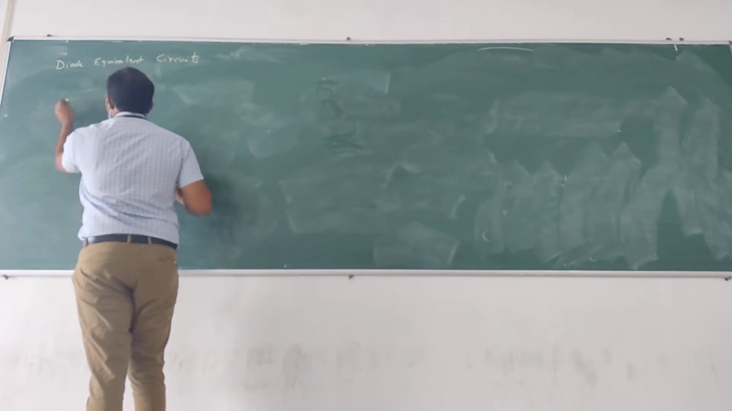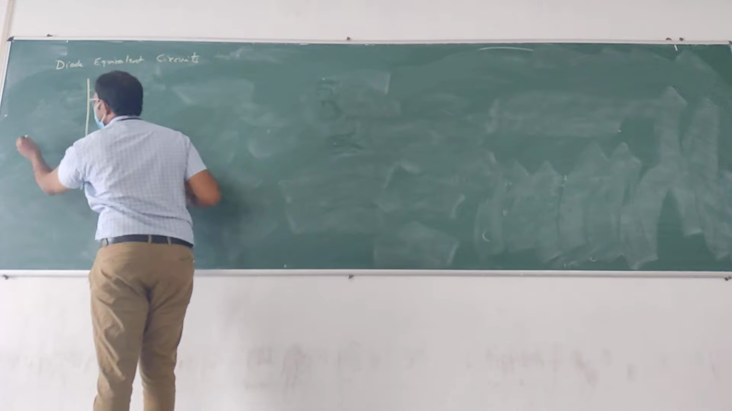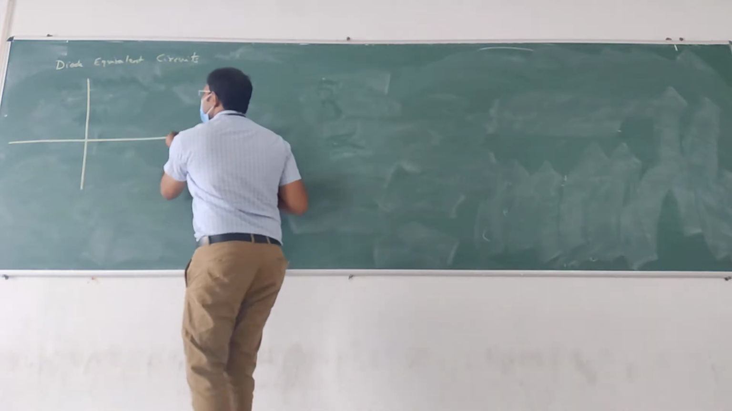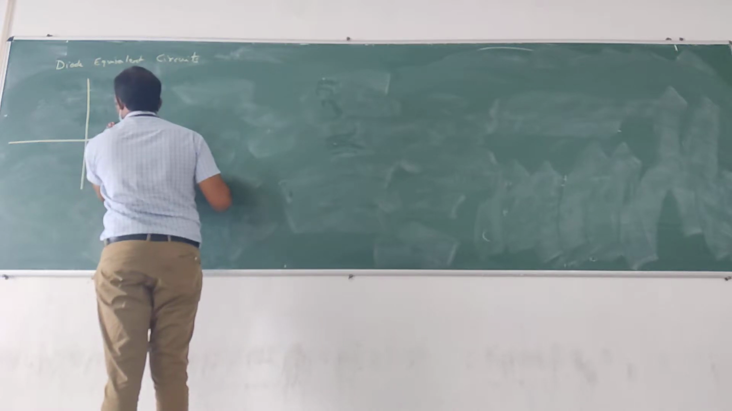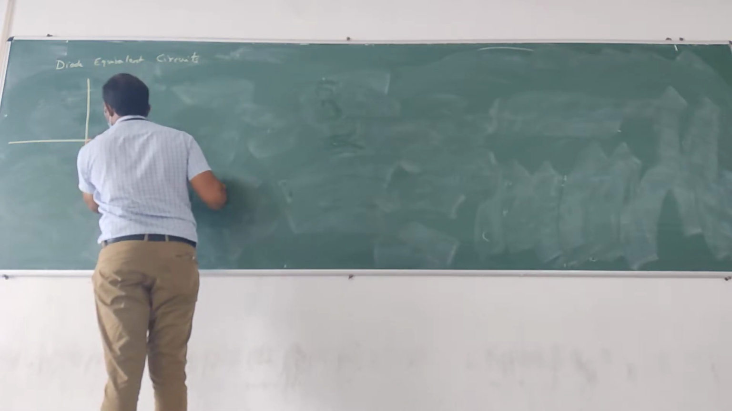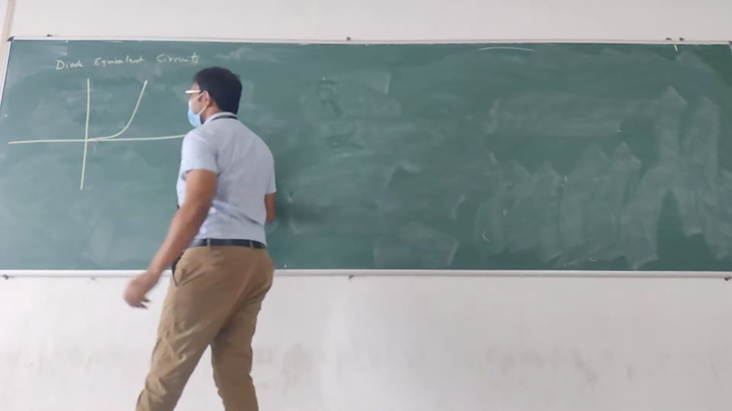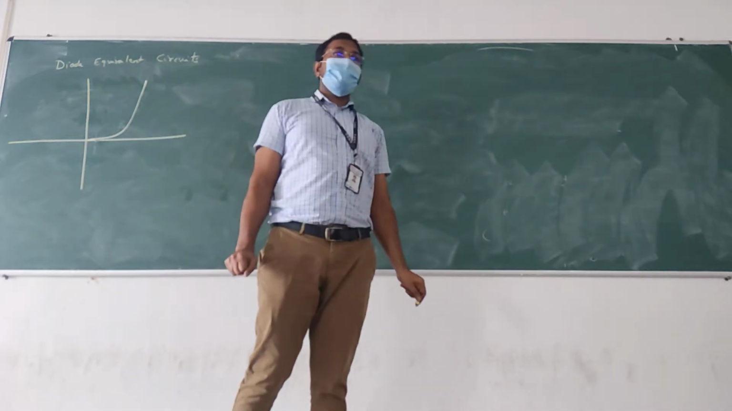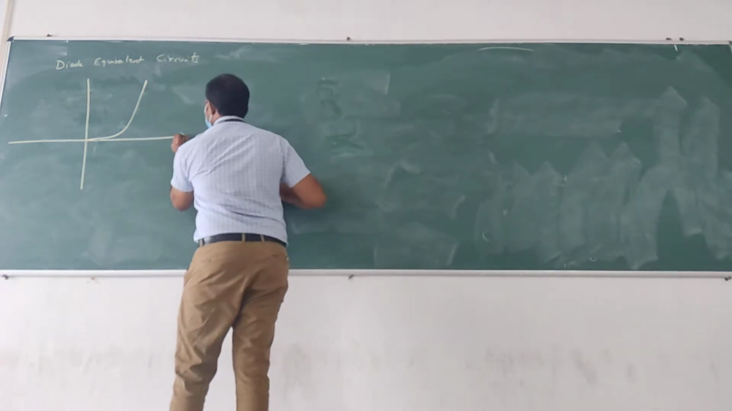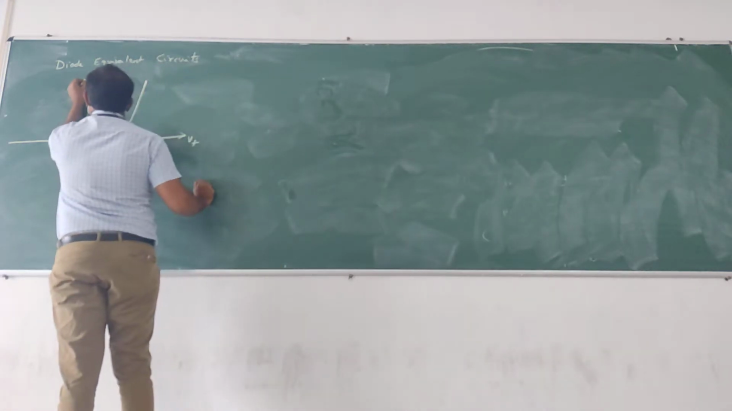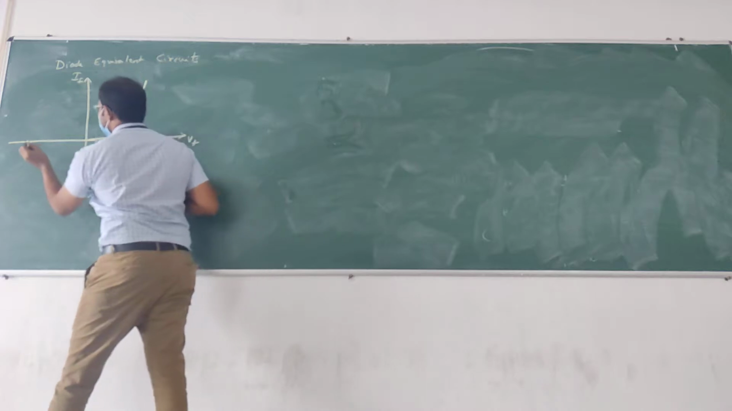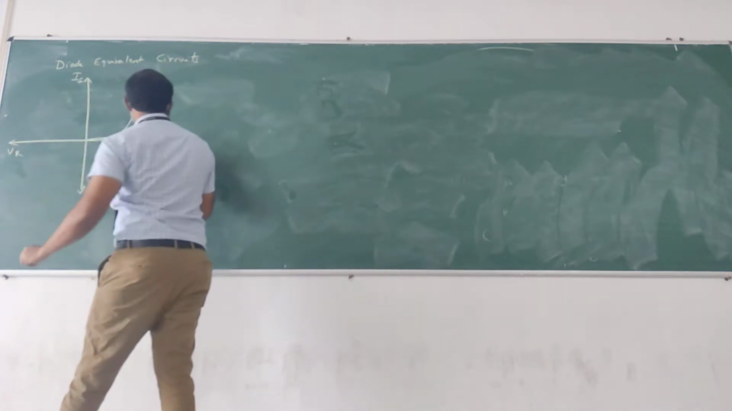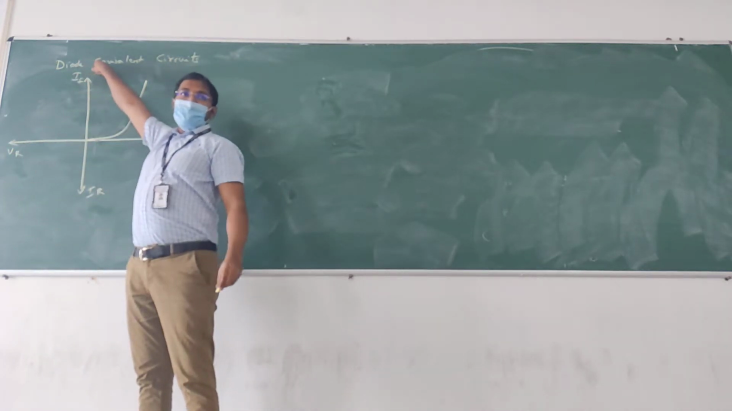We all know very well that this is how the diode characteristics look. We know very well that diode characteristics is something like this. Forward voltage, forward current, IF. Reverse voltage, reverse current. Forward voltage, reverse voltage, forward current.